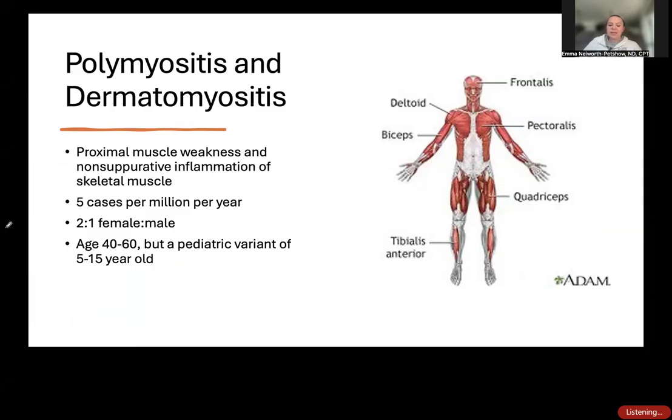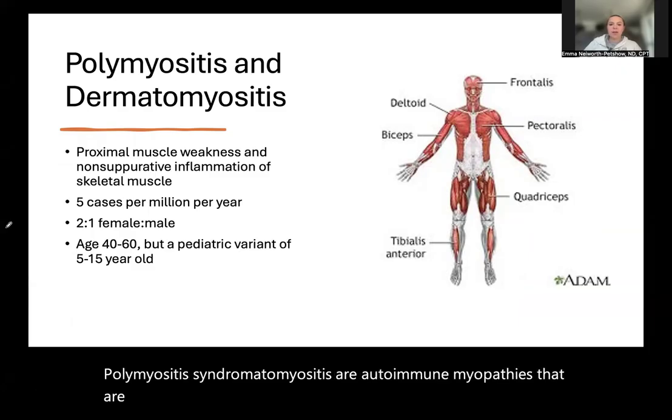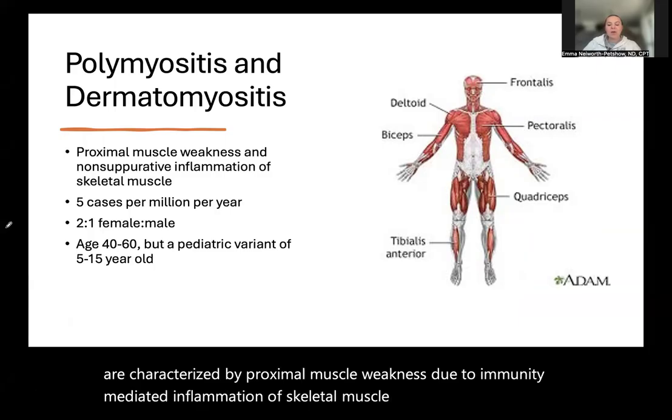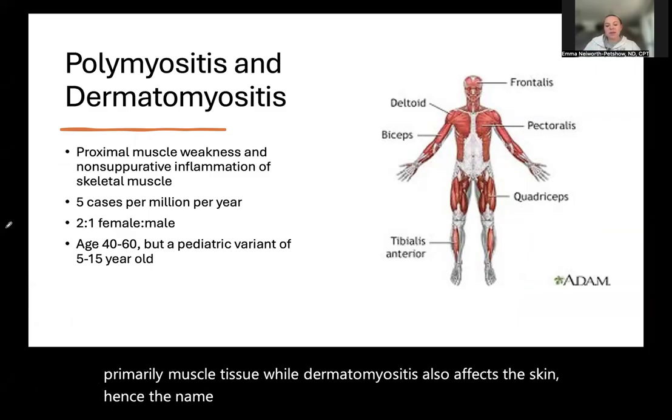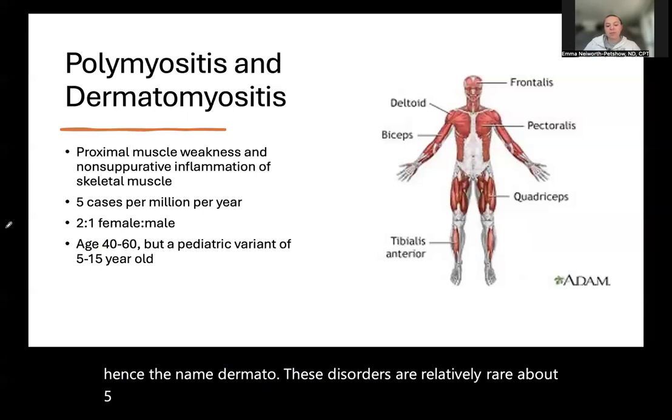Polymyositis and dermatomyositis are autoimmune myopathies that are characterized by proximal muscle weakness due to immune-mediated inflammation of skeletal muscle. Polymyositis involves primarily muscle tissue, while dermatomyositis also affects the skin, hence the name dermato. These disorders are relatively rare, about 5 cases per million per year, with a female predominance.